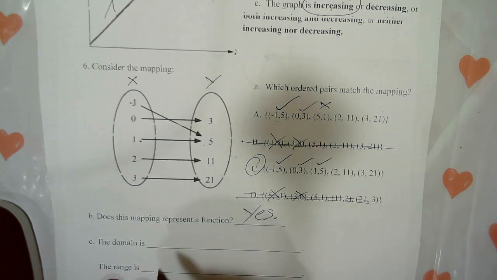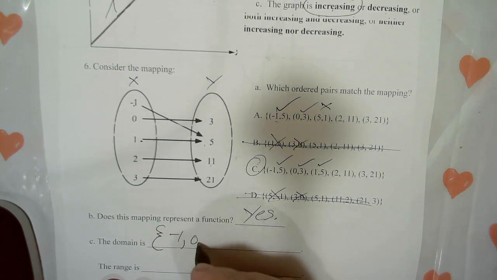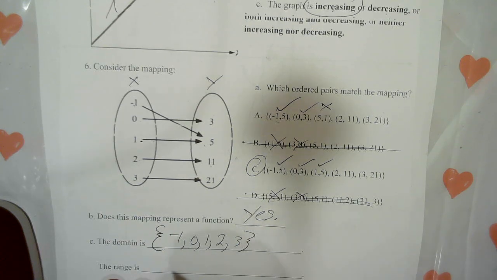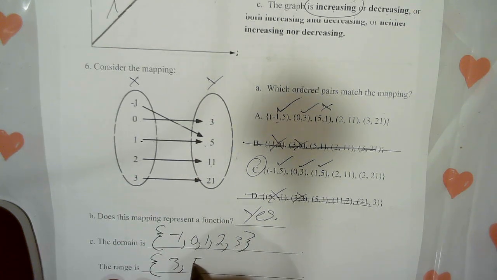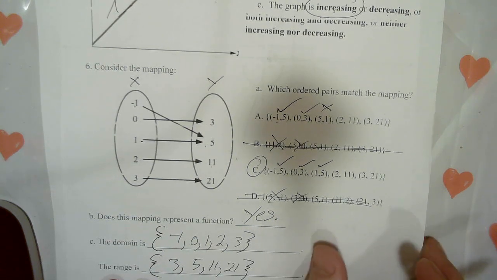Domain. Domain is my x values. Let's write them in order in brackets. -1, 0, 1, 2, 3. Range. Same idea, but for the y values. 3, 5, 11, 21. Use those brackets.